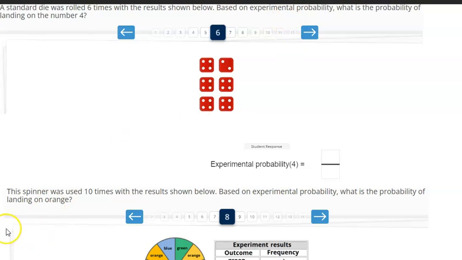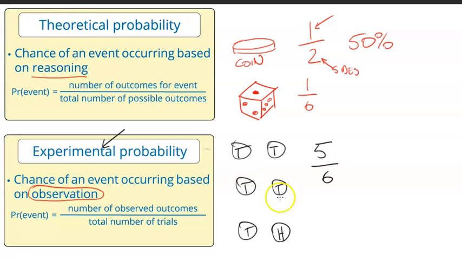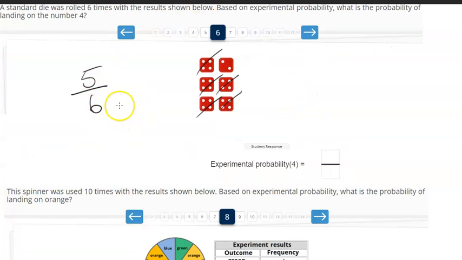In this case, how many trials were there? There were 6. And of those trials, how many of them landed on a 4? 1, 2, 3, 4, 5. Just like in the previous example that I showed you, where there was a 5 in 6 chance for tails and heads, in this case there's a 5 in 6 chance, based on the experiment, that you will land on the number 4. So maybe the die is weighted in some way, or there's some type of bias going on with the die, but there's a 5 in 6 chance based on this experiment.